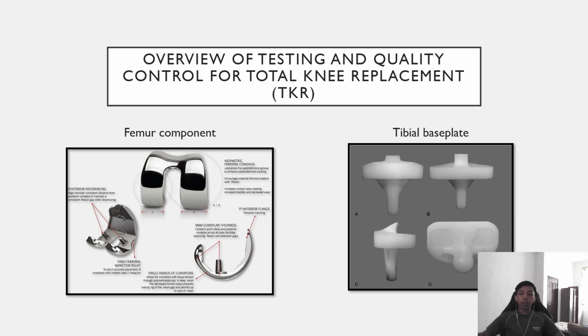The femur component is a curved shape with a groove around the kneecap so that our knee can move up and down smoothly while we are bending our knees. The tibial base plate is a flat platform that acts as a cushion for our femur component. It also helps the femur component align with our knee straight.